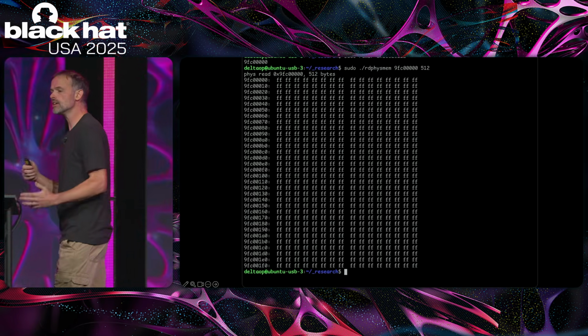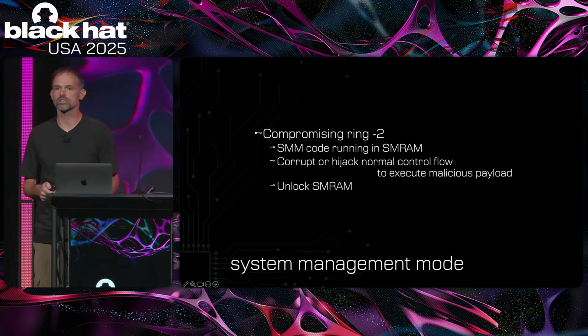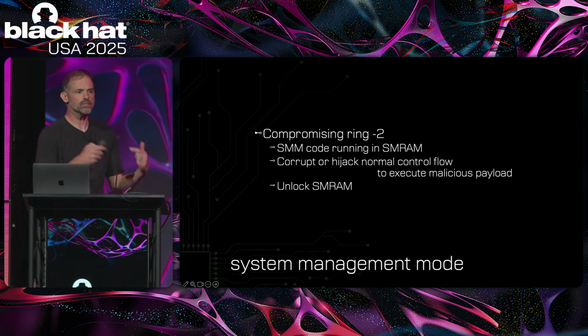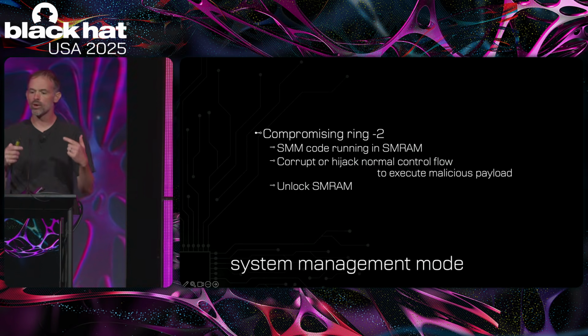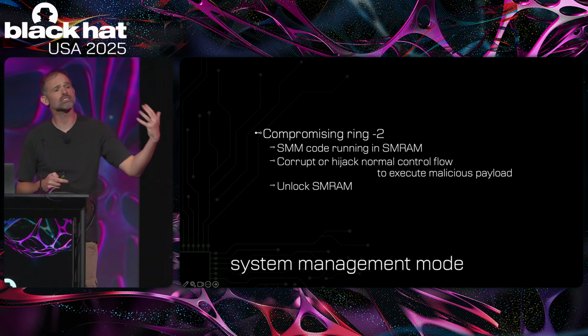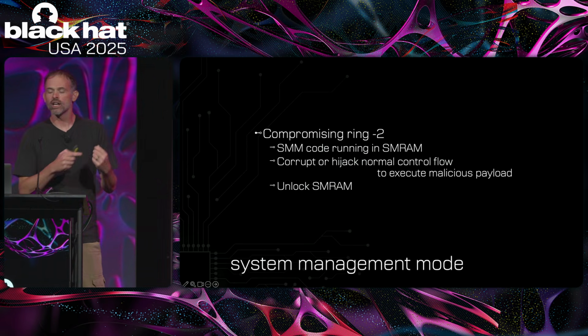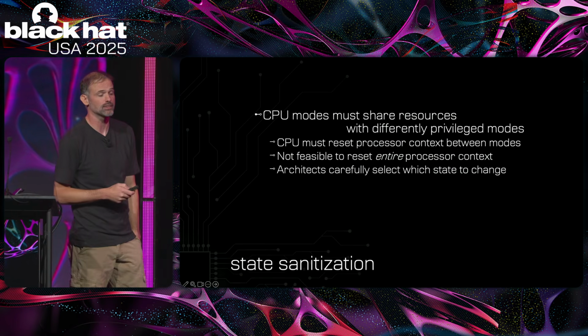So, it's a little unsettling when there's parts of our system that we can't see or get access to, especially when there's all sorts of privileged code running in there. So it's appealing to try to compromise this ring -2. To do that, we need to recognize we've got SMM code running in this SMRAM. And if we can somehow corrupt or hijack that code, we could maybe get it to execute a malicious payload with SMM privileges to get access to that SMRAM.